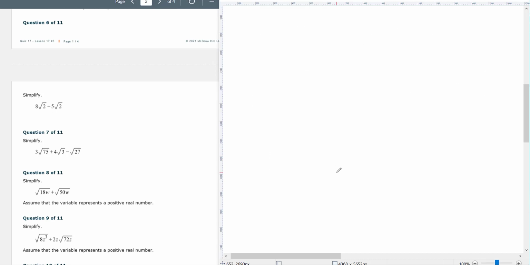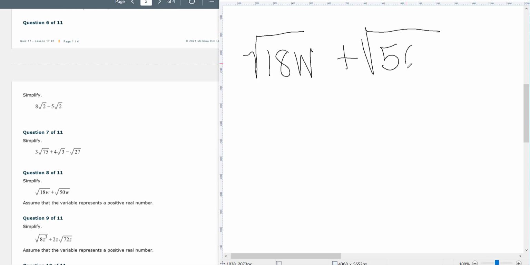Number 8, the square root of 18w plus the square root of 50w. Well, when I first look at this, I say I can't add these together because they have different radicands. One has an 18w, one has a 50w. They do have the same index, they're both square roots. They do have the same variables, a w inside. I need to simplify these.